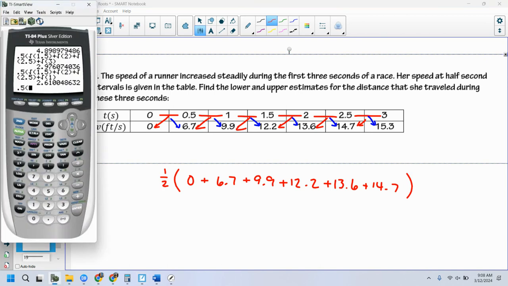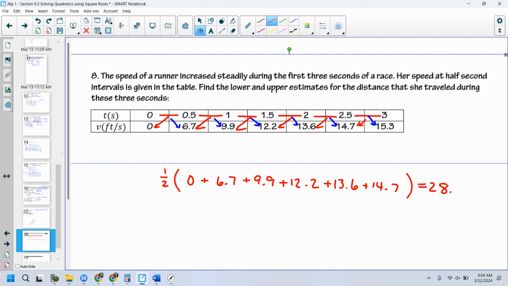0.5 times, okay, it was 0 plus 6.7, 9.9, 12.2, 13.6, 14.7, and I don't use 15.3. Oh, that's a 14.7. Let me just spot check my keys in. Okay, good. So this is the under, 28.55. And that is feet over the first 3 seconds.